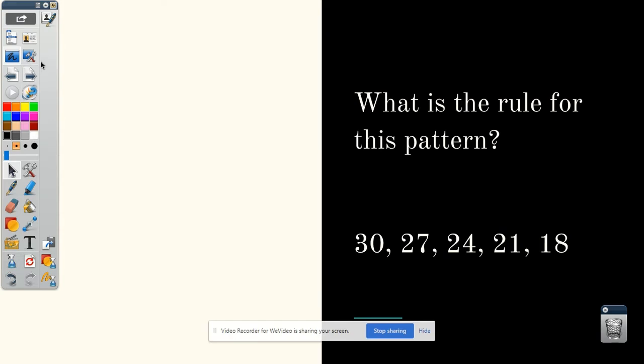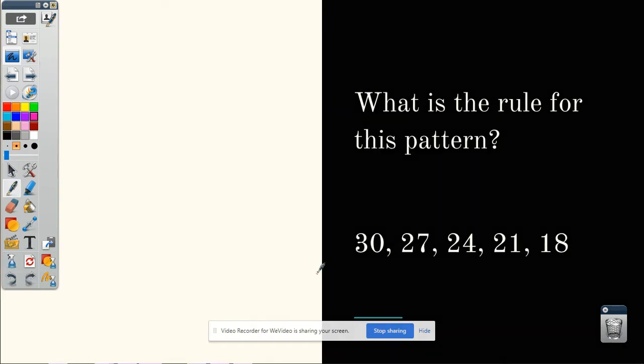All right, moving on. If you have not already done so, pause the video so that you can do this problem. All right, first thing I look to see is, are my numbers getting bigger or smaller? And they are getting smaller. I'm going to try subtraction.